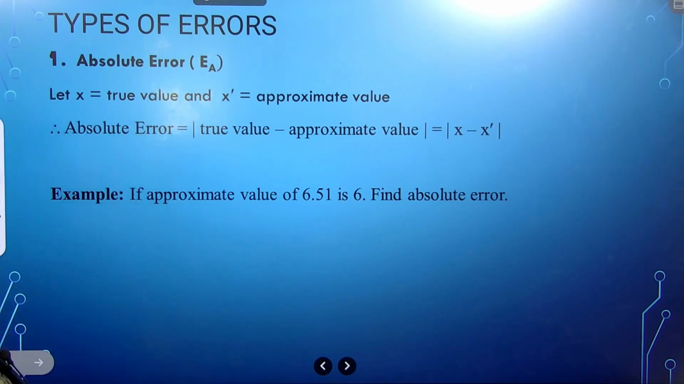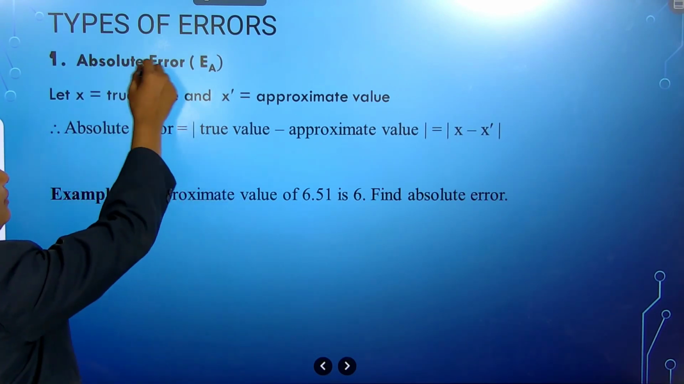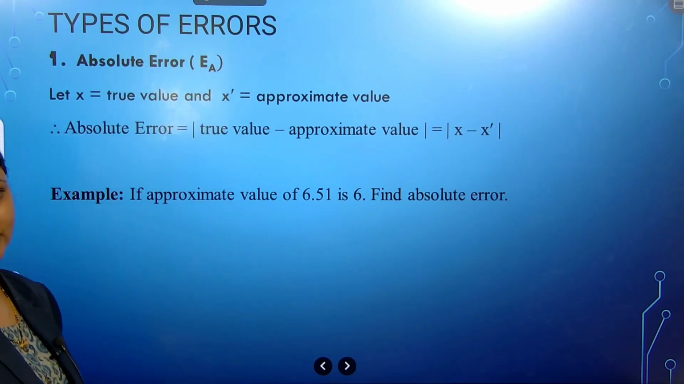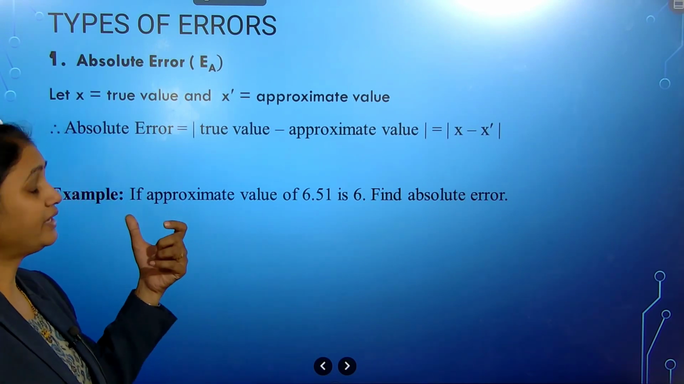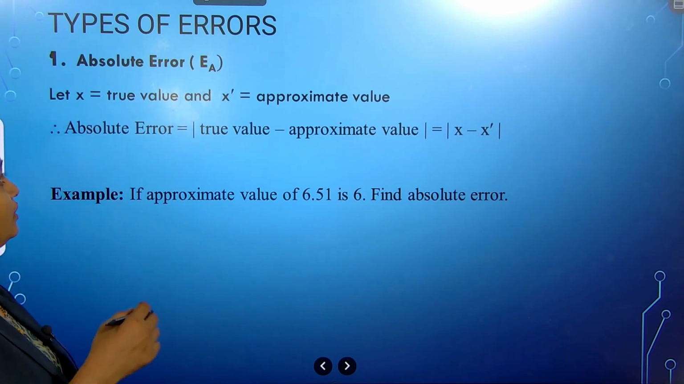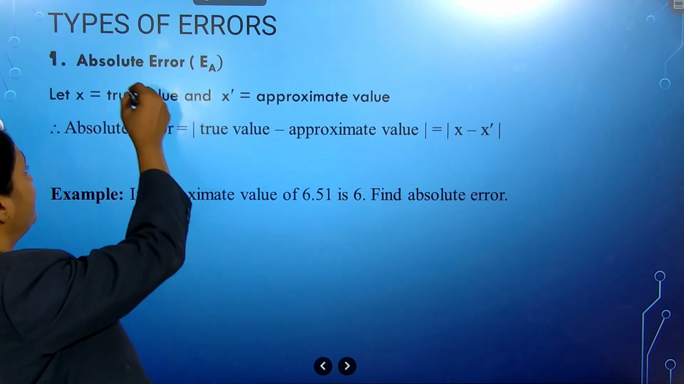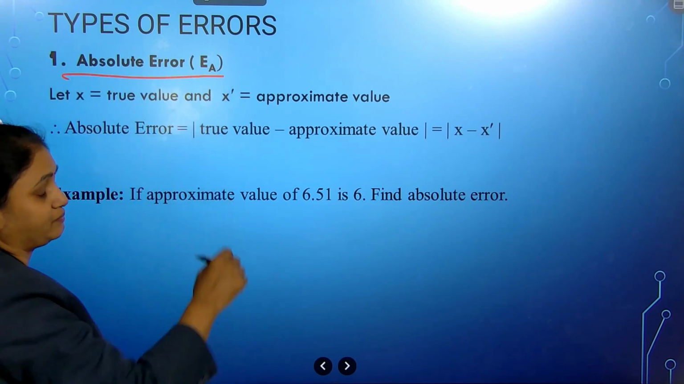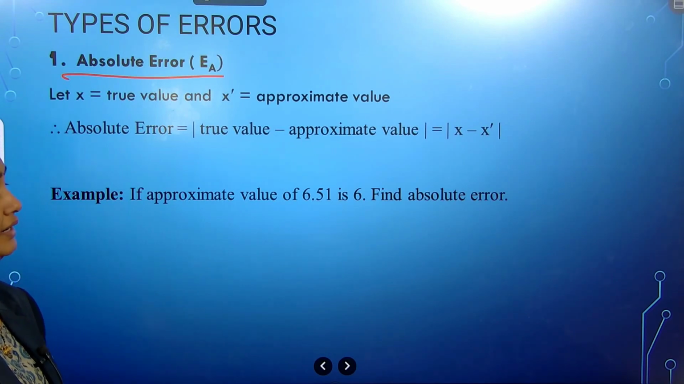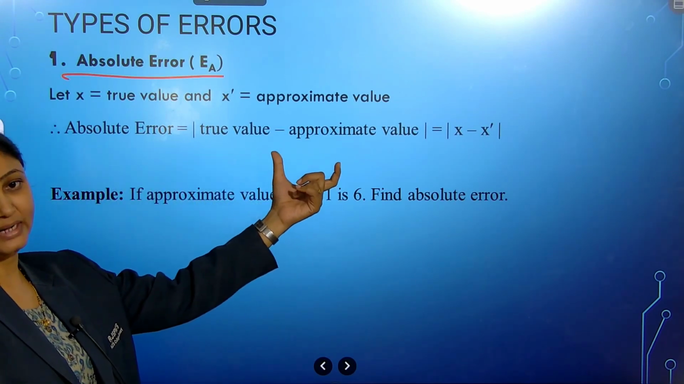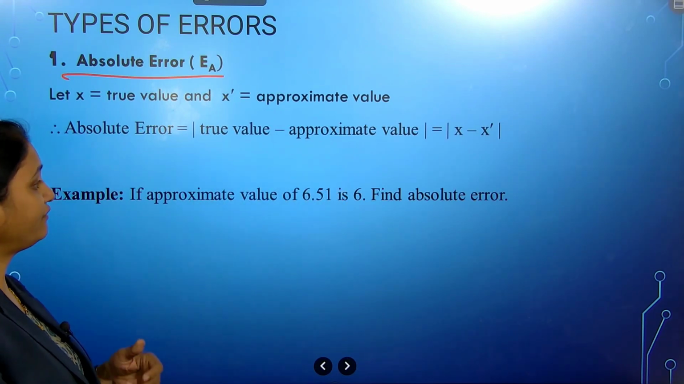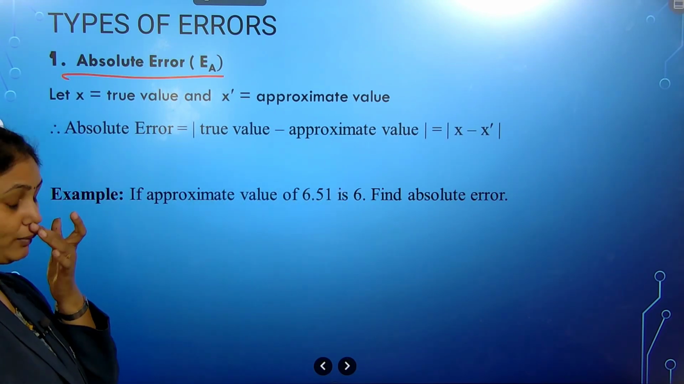So now let us see the types of errors. While calculating some examples or some values, we get some errors. So what are the errors? First one is absolute error. Now what is the absolute error? It is the difference between true value and approximate value.